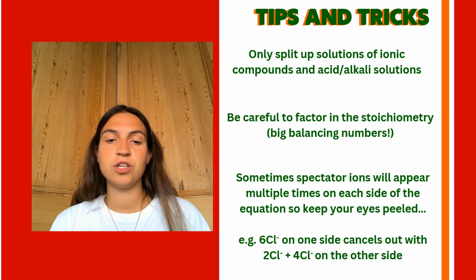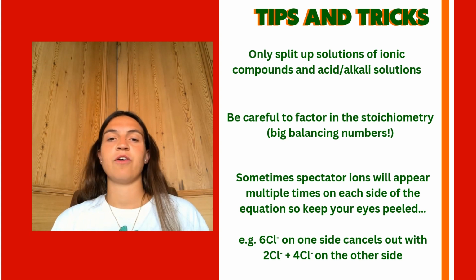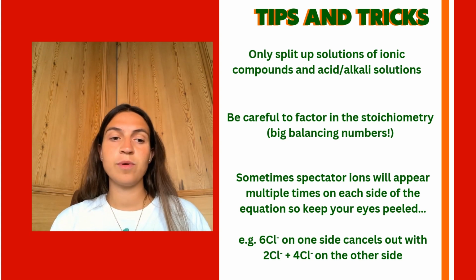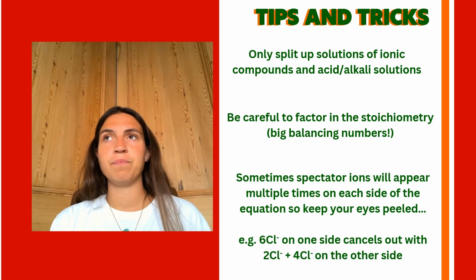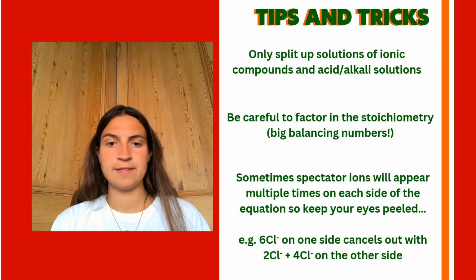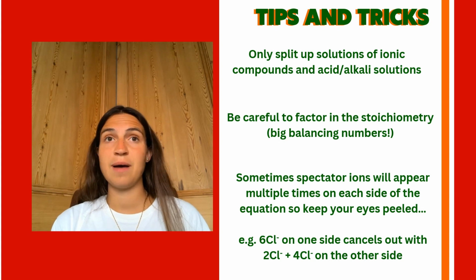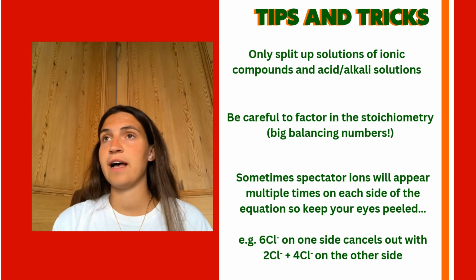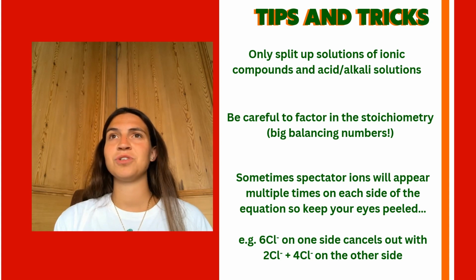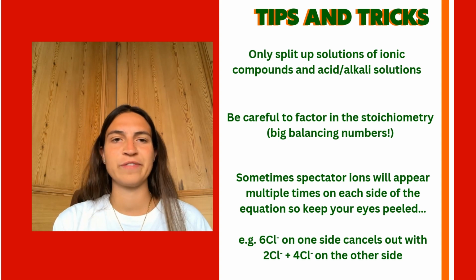Be careful to factor in, yes, those big balancing numbers at the front. So that's what we were talking about on the last slide. We actually had 6 nitrate ions. Just be careful to factor those numbers in as well. Spectator ions may appear multiple times on each side, so you need to keep your eyes peeled. So for example, on one side, you could have 6Cl, on the other side, you could have 2Cl and 4Cl. You need to make sure that you can cancel both of those things out, even if they're split up on one of the 2 sides.